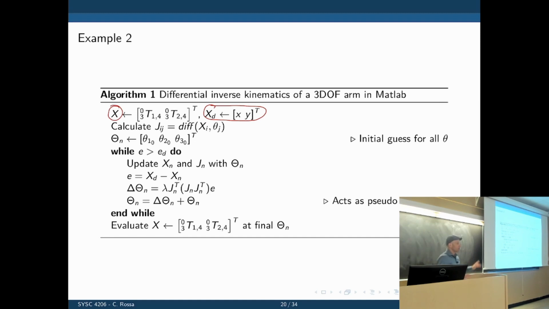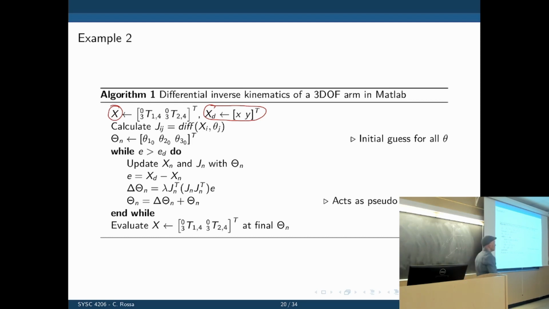I implemented this in MATLAB and posted the code on Brightspace. Take a look at it and see if you can identify which portions of this pseudocode are where, and how you implement it. It's really important. You have to implement this yourself for labs 7 and 8. Any questions about this pseudocode?